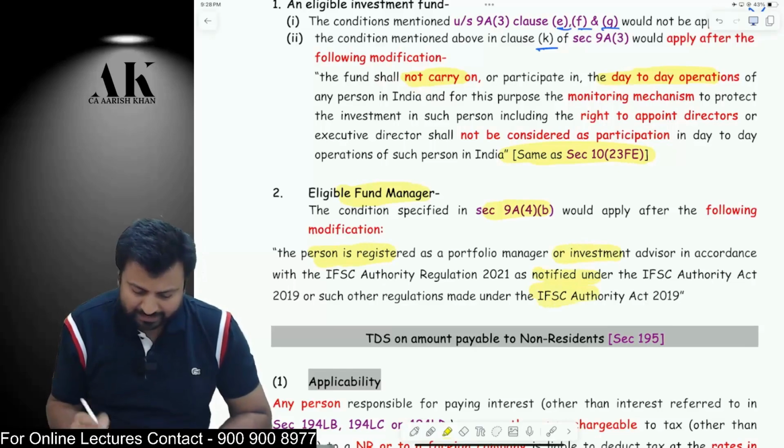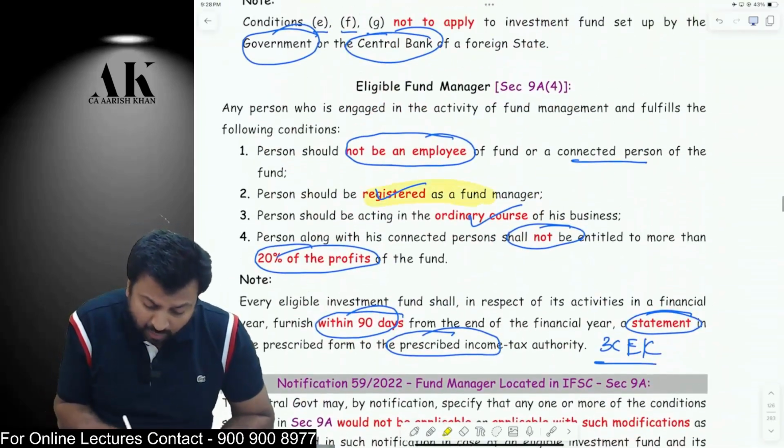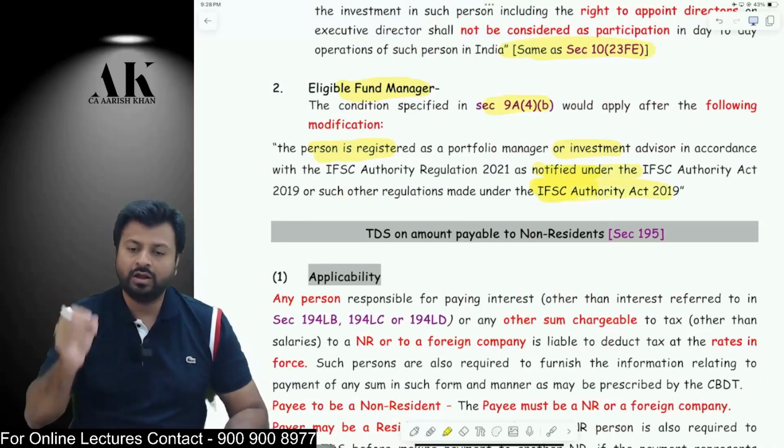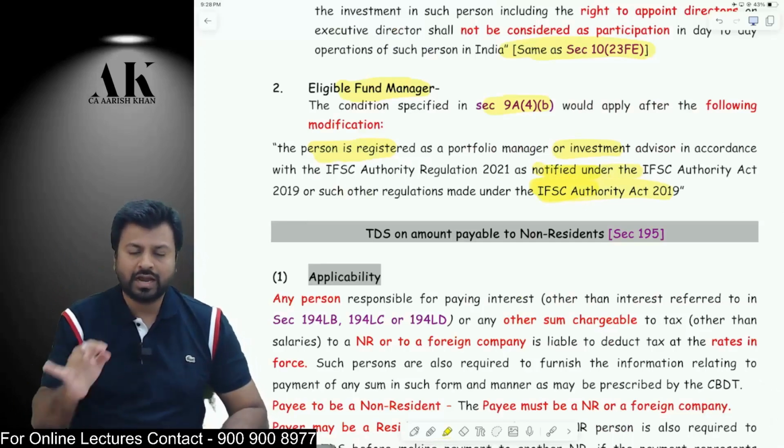Should be a registered fund manager. So here it was not written registered as what? Registered under which law? So here it is written it should be registered as per the IFSC authority law. So he should be registered as per the IFSC law. I hope it is clear to all of you.